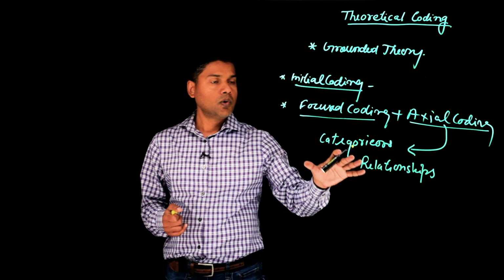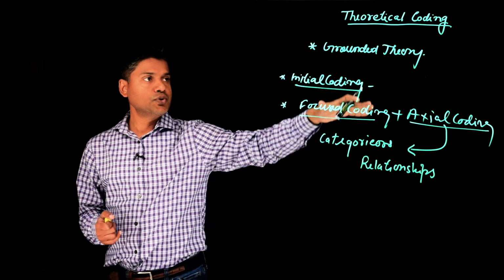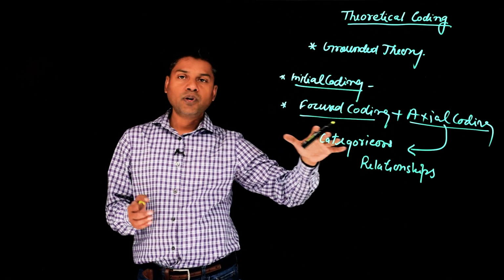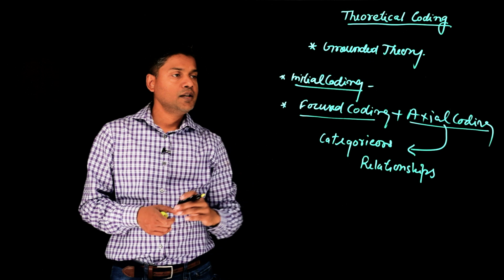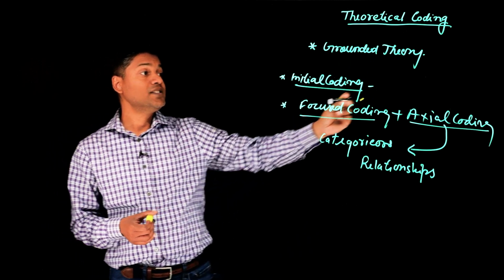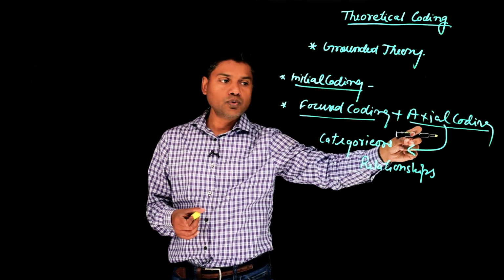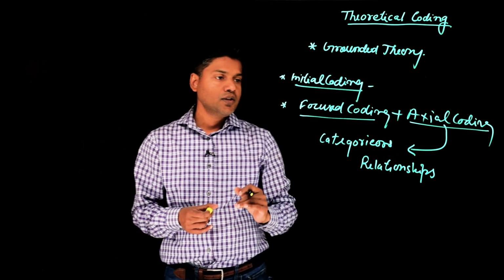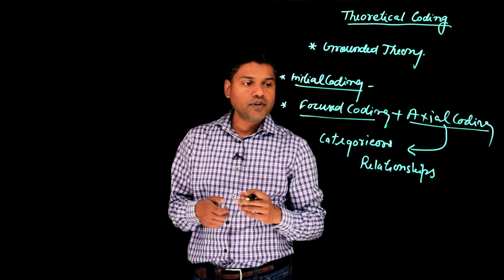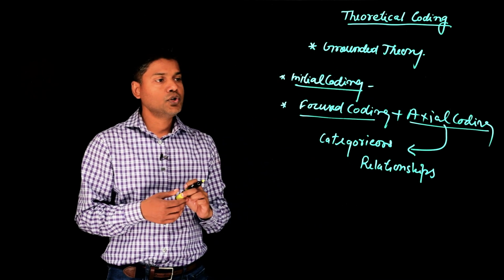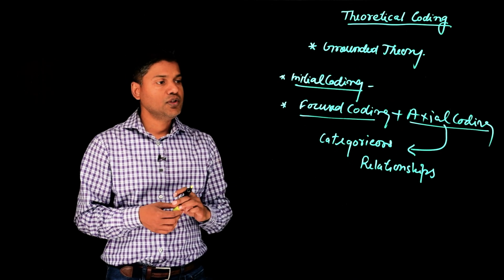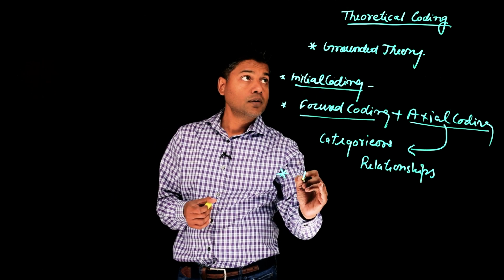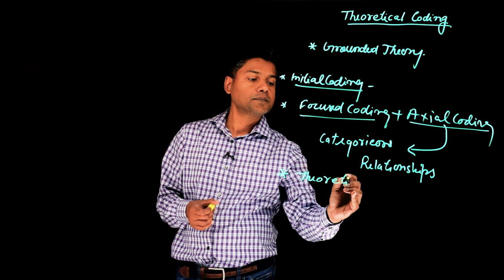So now, in this second cycle of coding, you started with the initial coding, and then you moved to focused coding, where you try to merge the codes into broader categories. And then you did axial coding, because axial coding helps you to understand the relationship between different categories. At this stage, you already have your categories figured out, and you also have figured out the relationships between those categories. Now, at this stage, we introduce theoretical coding.